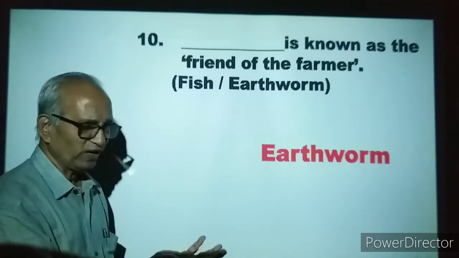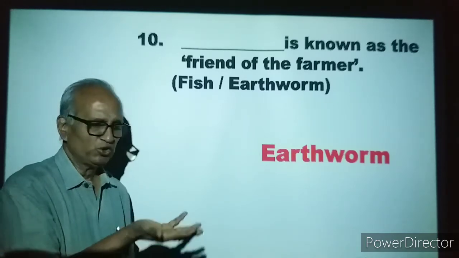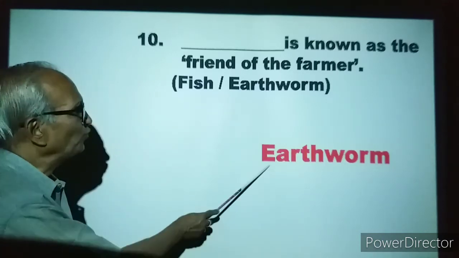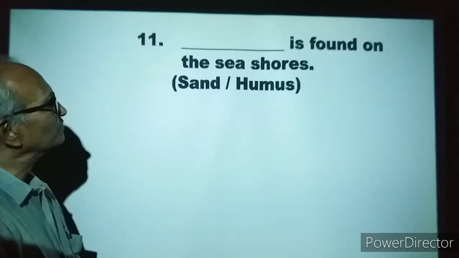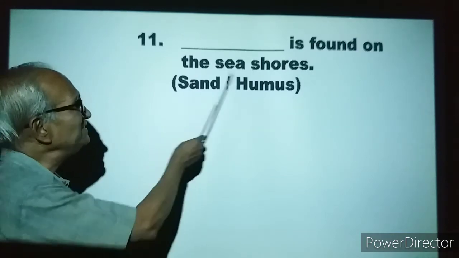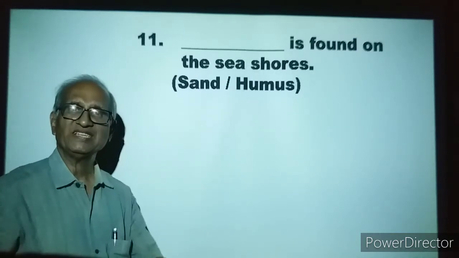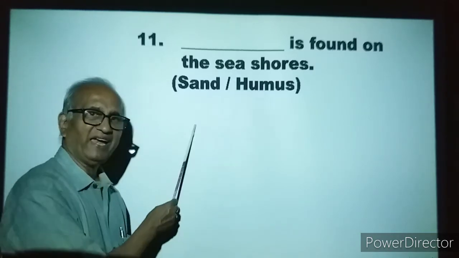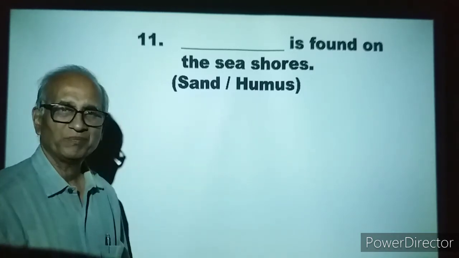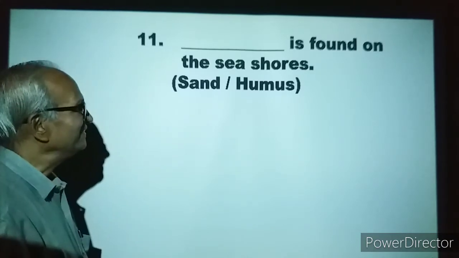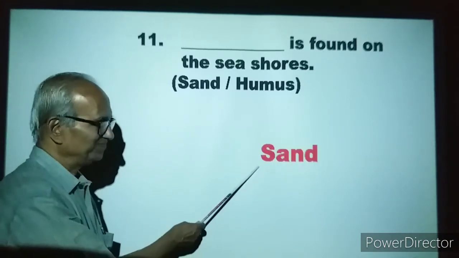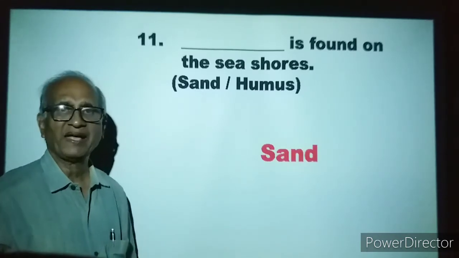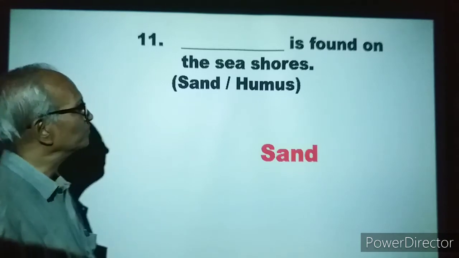If you take a fistful of soil and hold it in your hand, you should be able to see a lot of earthworms in it. Earthworm is the answer. Next. Dash is found on the seashores. If you go to the seashore in a vacation and try to enjoy there, what do you find there? Sand or humus? Yes, it is sand. You are right. Sand. You find sand on the river banks and sea beaches.